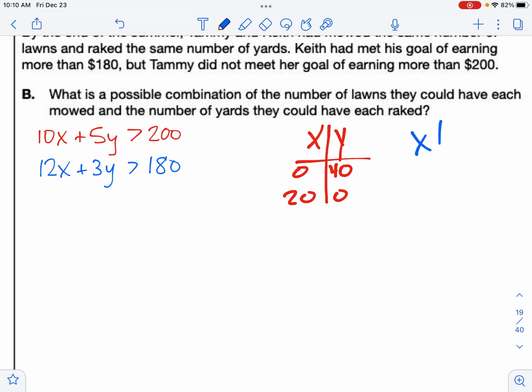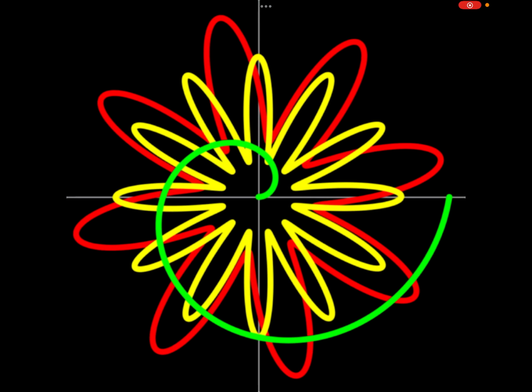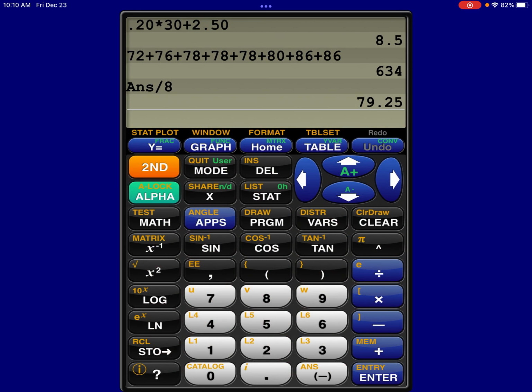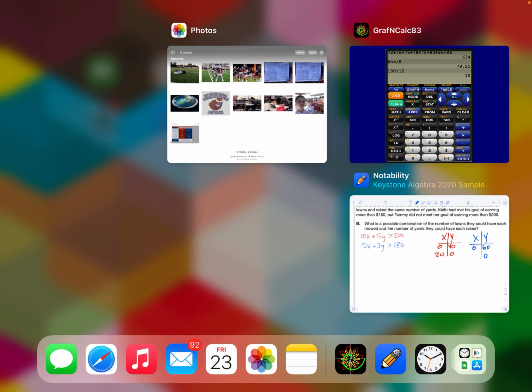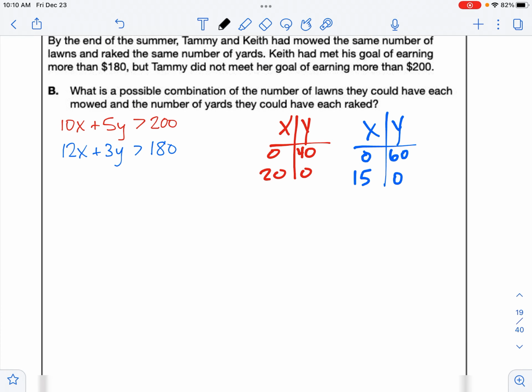Keith's table is going to look like this. If I plug 0 in for x for Keith, I'm going to get 60. And if I plug 0 in for y for Keith, I'm going to get, let's see, 180 divided by 12. That was 15. 15 for Keith.